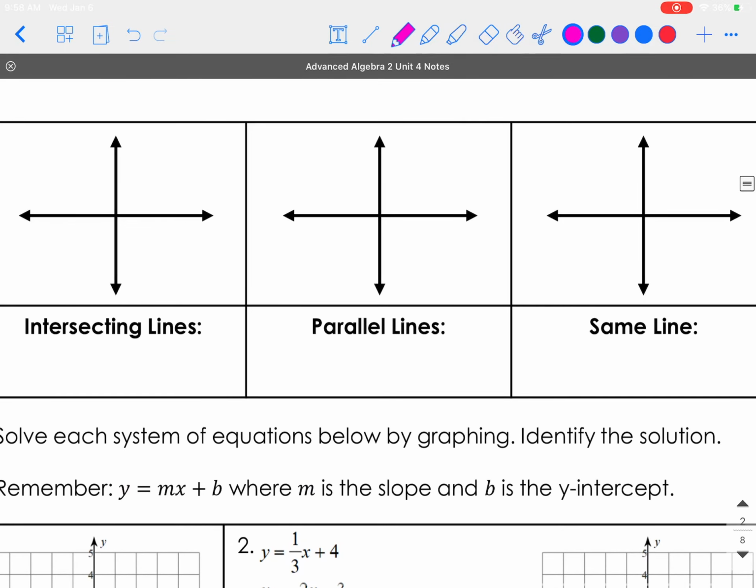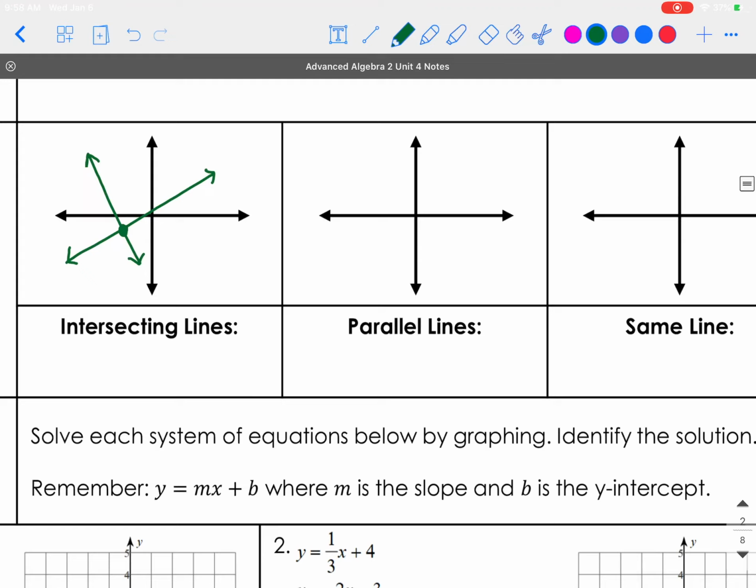The first one is whenever we have intersecting lines. Lines that cross. And they're going to cross at just one spot. And the place where they cross is called a solution. And intersecting lines, because they cross at one spot, they have one solution.